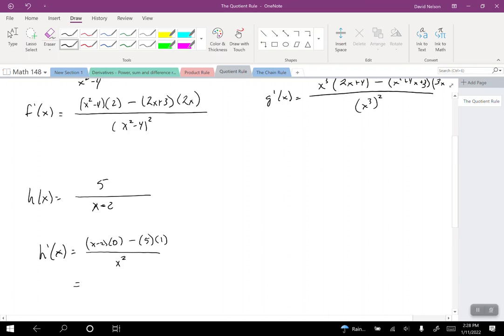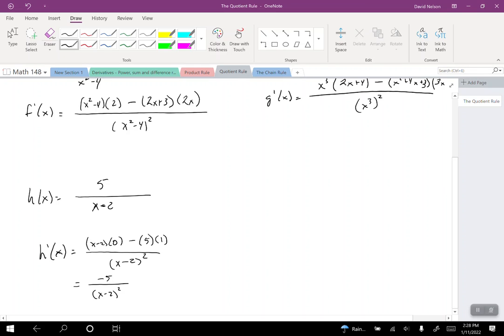Of course you can leave it like that, but with the 0 in there, it makes cleanup fairly easy. It's minus 5 over x squared for the derivative. Whoops, sorry, I did that wrong. It should be the bottom function, and the bottom function here is x minus 2 squared. And so it should be down here, x minus 2 quantity squared.